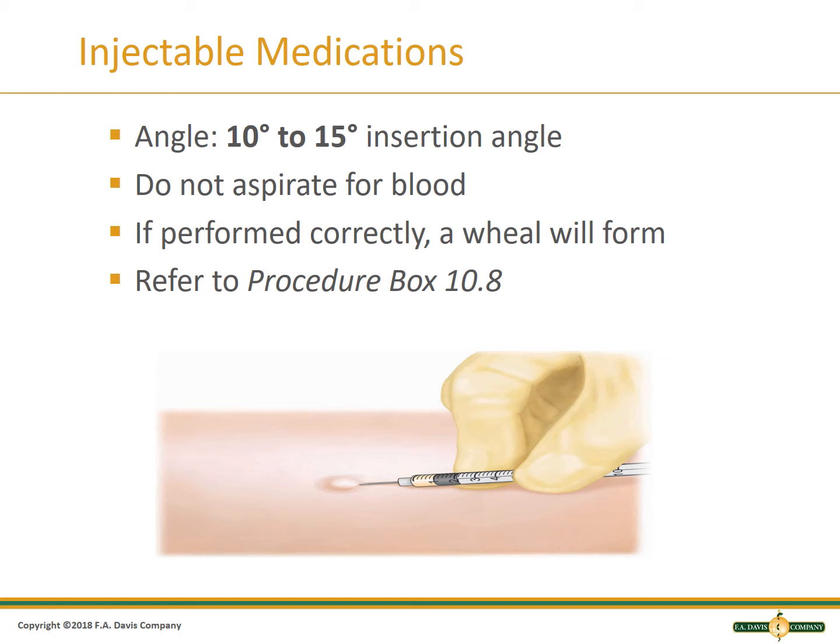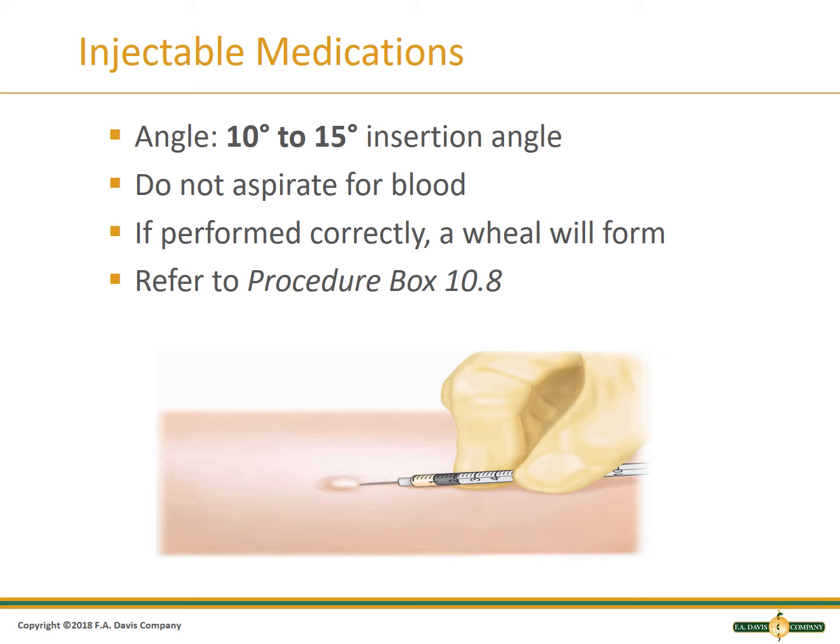For ID injections, the angle is going to be 10 to 15 degrees, which is the insertion angle. Do not aspirate for blood. And if it is performed correctly, a wheal will form. A wheal is basically a little puffed up place, as you can see in that picture. Also, a little bit of blood is normal after these injections. That's okay, because you just went through some skin.